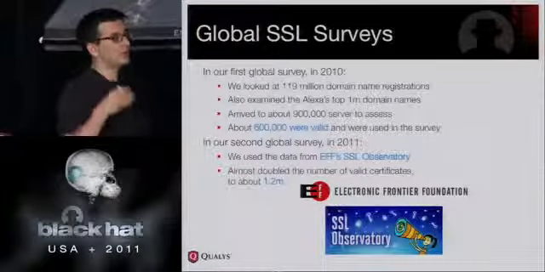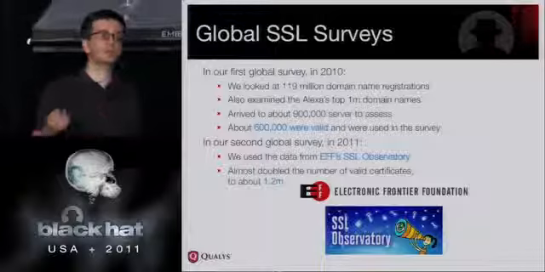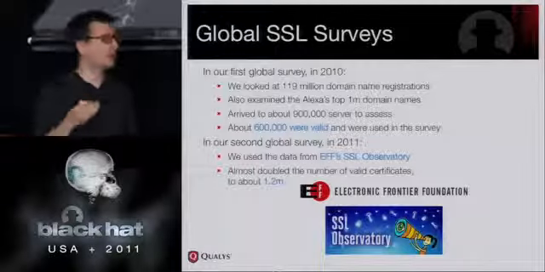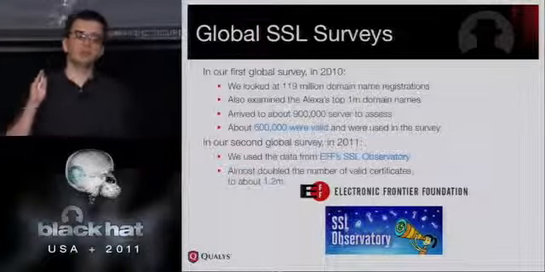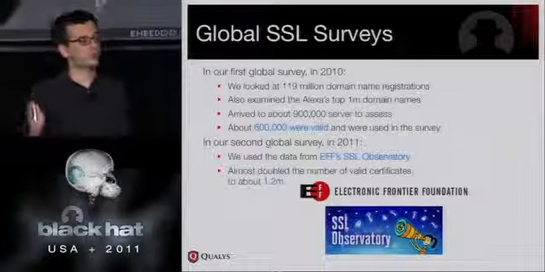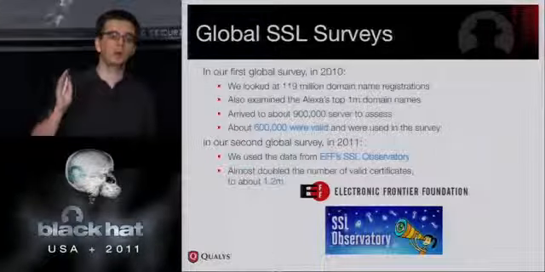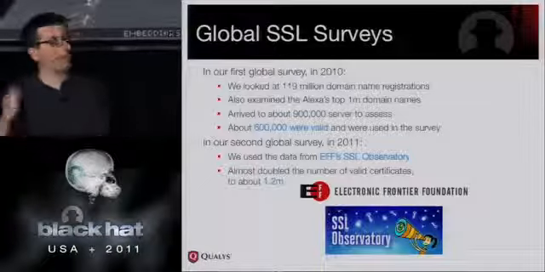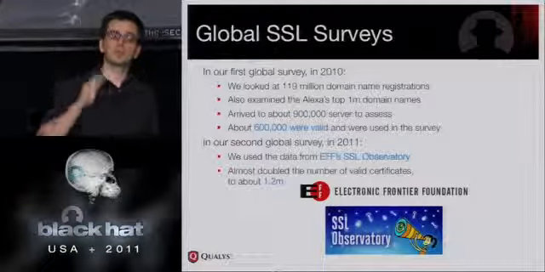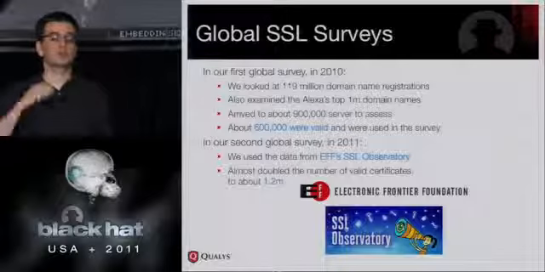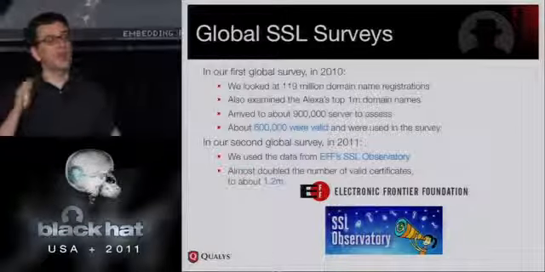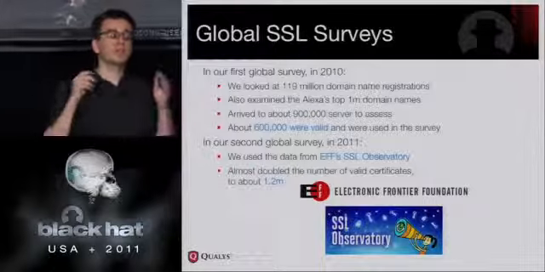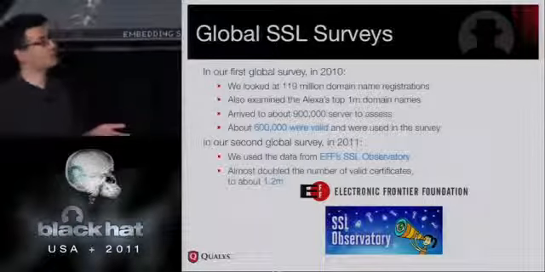In the 2 years, we did 3 surveys in total. The first survey that we did was in 2010, and we started with about 60% of all domain name registrations, which is about 120 million of those. Then we tried to find SSL servers behind each of those domain names. We found about 600,000 participated eventually in our survey, and these are 600,000 sites with valid SSL certificates.